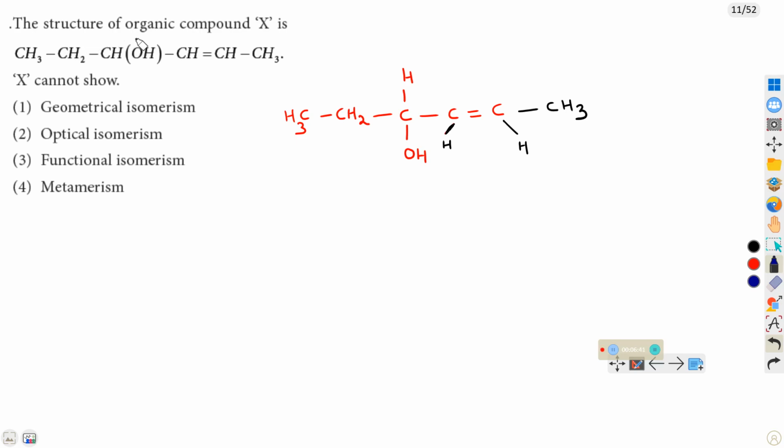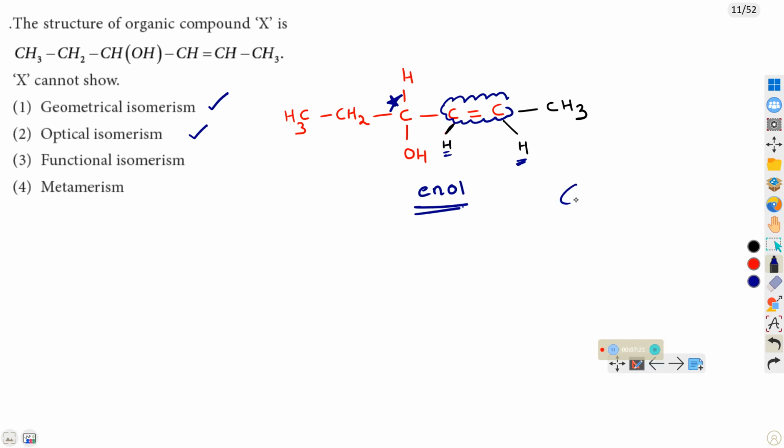The structure of organic compound X is given. X cannot show which type of isomerism? In X, C double bond C group is present. Same type of atoms or groups are on the same side of C double bond C, same side of the plane of C double bond C. It exhibits geometrical isomerism. Due to presence of chiral carbon atom, it exhibits optical isomerism. It is an alkene alcohol, enol. Enols are converted to either aldehydes or ketones.